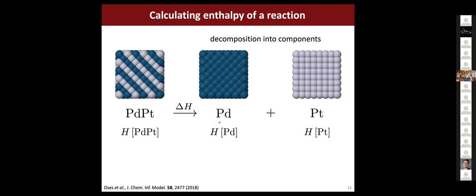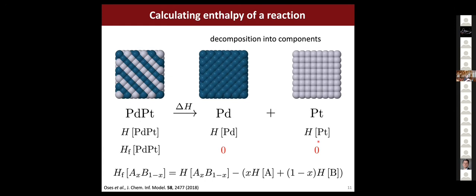We can get an enthalpy for the pure components individually, so pure palladium, pure platinum. And we're going to calculate what's called the enthalpy of formation. So we're basically going to zero out the enthalpies of the pure components, pure palladium and pure platinum. We're going to subtract off the energies of the pure components to get the enthalpy of formation of the mixture. So it's calculated as the enthalpy of the mixture minus the stoichiometric weighted sum of the enthalpies of the two pure components. So this is the enthalpy of formation. You can think of it as offsetting the enthalpy from the pure components.